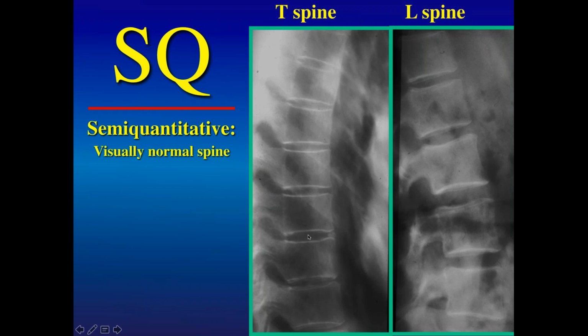You will also see that there is pretty good parallelism of the end plates. That's an extremely important feature in distinguishing particularly mild fractures from more advanced. When they're advanced fractures, they're self-evident.